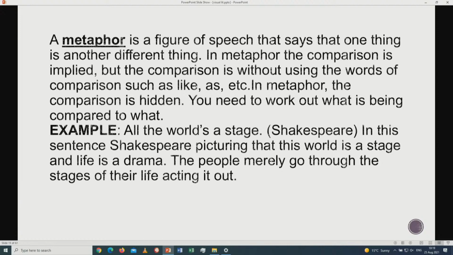We are going to use an example from Shakespeare. All the world's a stage. In this sentence, Shakespeare is picturing that this world is a stage. The world is a stage and life is a drama because you are doing different actions. People merely go through the stages of their life, acting it out through their life. So that is how, according to Shakespeare, all the world is a stage.